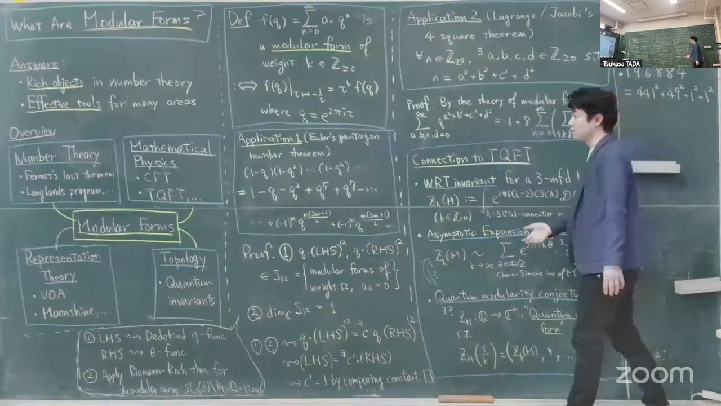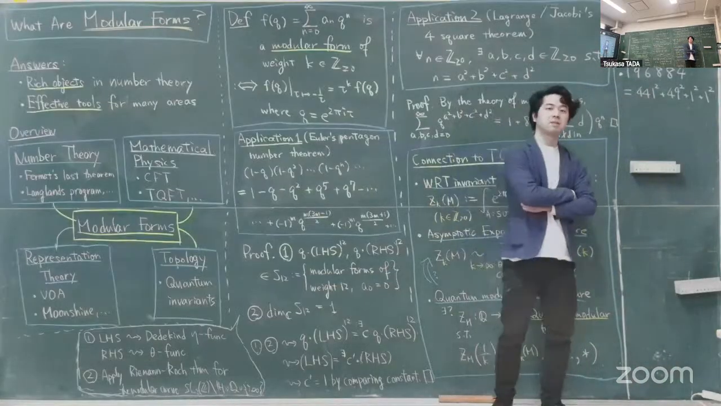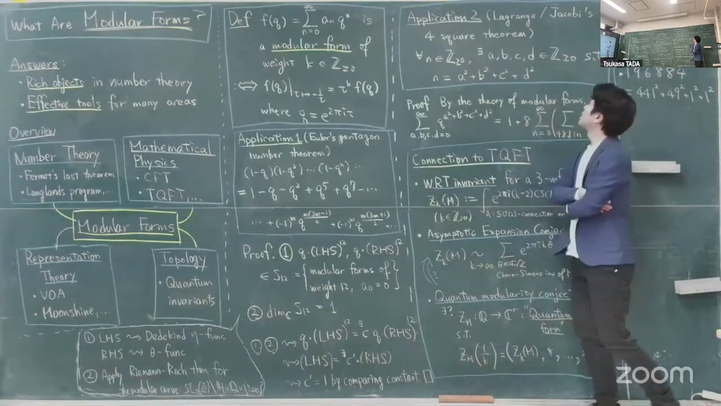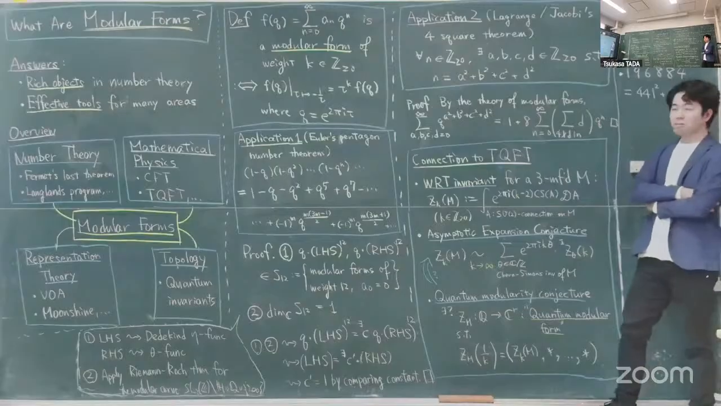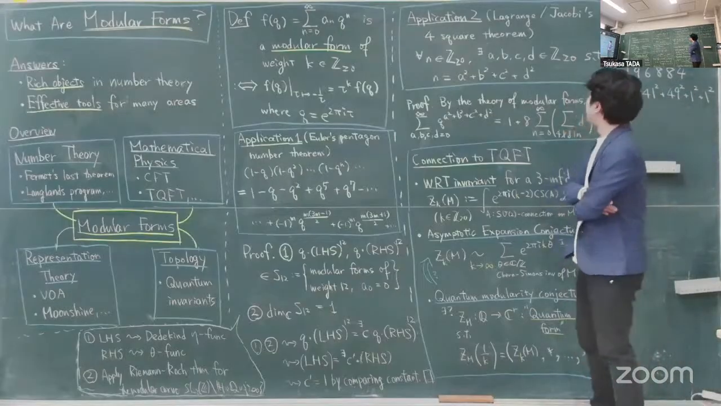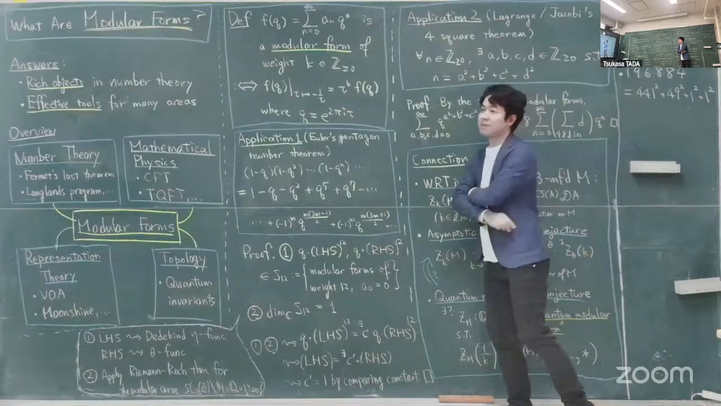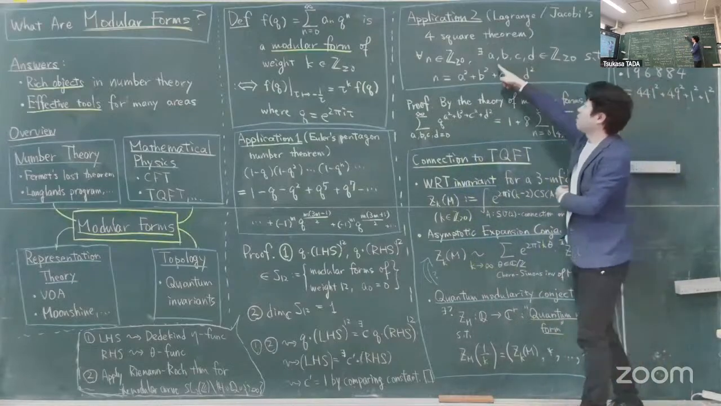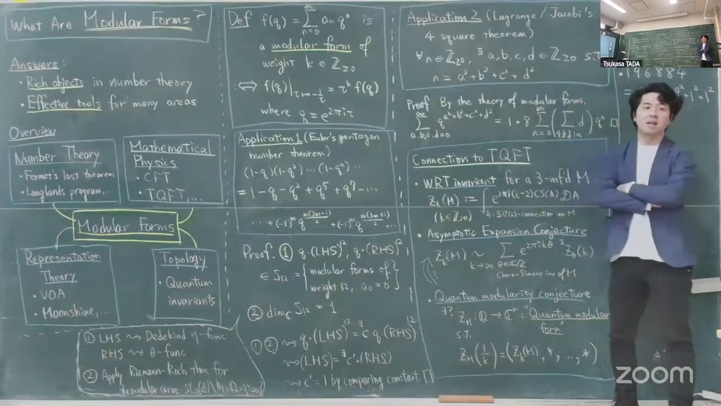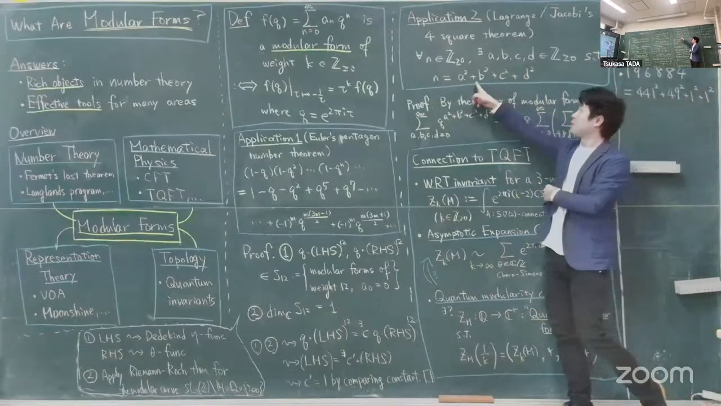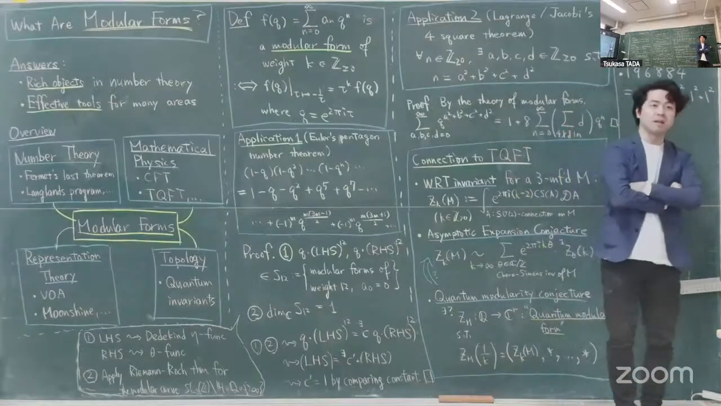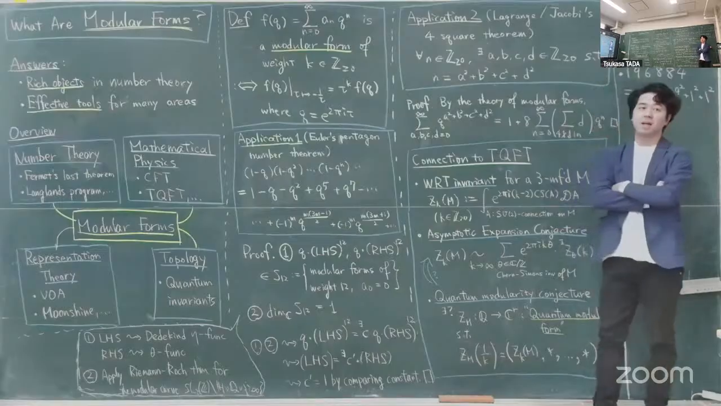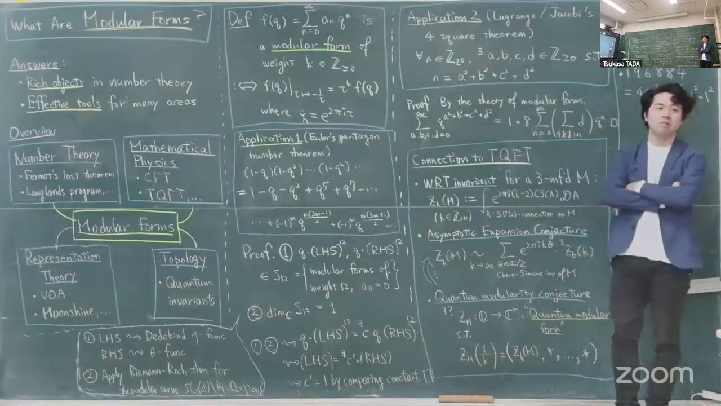Okay, so this is the first application of modular forms. I want to give a second application, that is Lagrange's or Jacobi's four-square theorem. For any non-negative integer n, there exist non-negative integers a, b, c, d such that n equals a squared plus b squared plus c squared plus d squared. So any positive integer can be written as a sum of 4 squares.